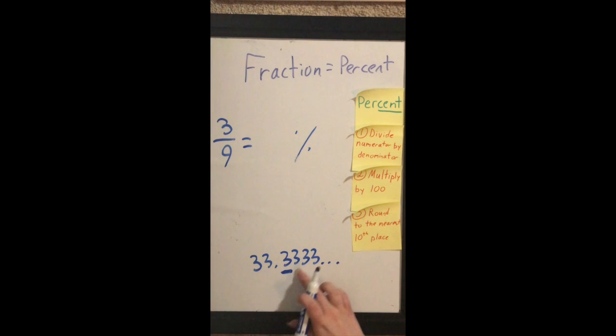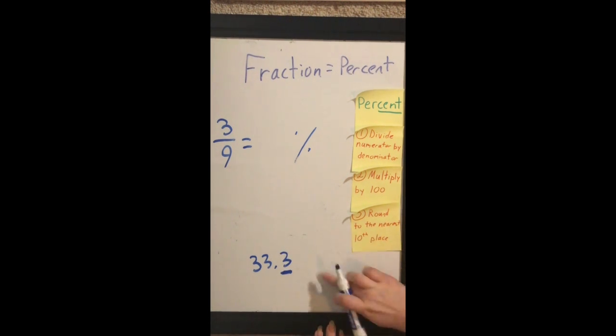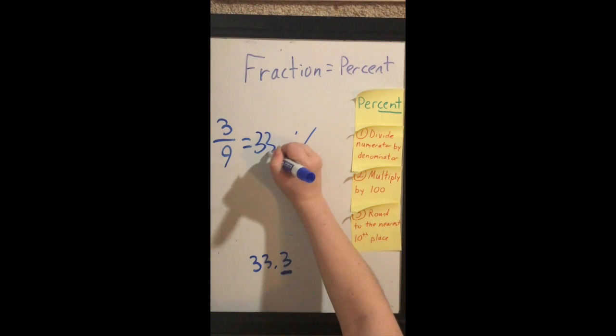So the number after it is 3. That is not larger than 5. So we're just going to get rid of it. And this will be your answer. So the answer to 3 over 9 is 33.3%.